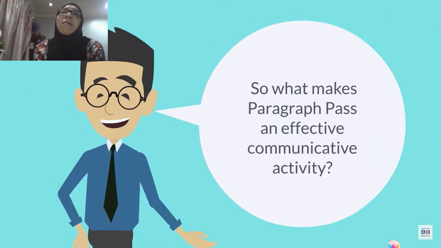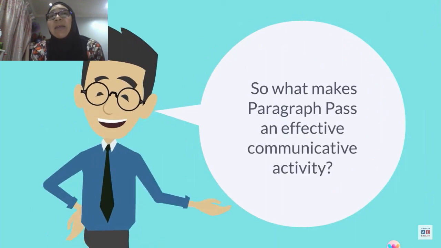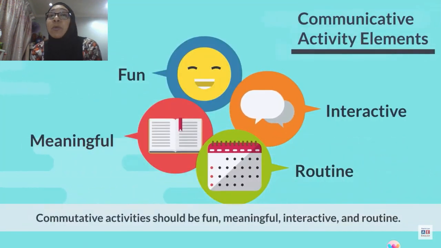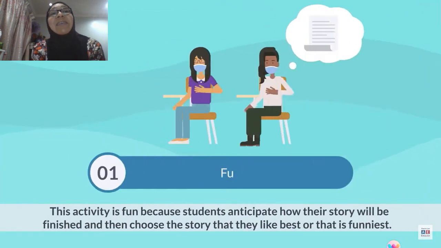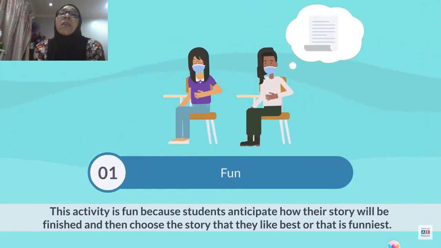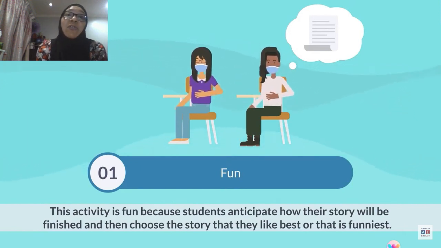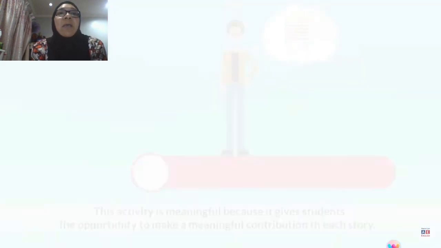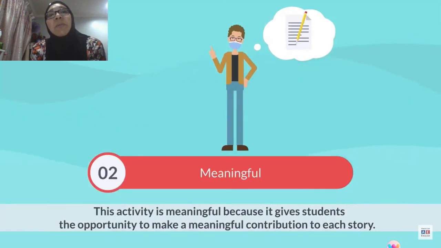So what makes paragraph pass an effective communicative activity? Let's have a look. Communicative activities should be fun, meaningful, interactive, and routine, otherwise it remains very boring. So this activity is fun because you can anticipate how your story will be finished and then choose the story that you like best or the funniest. So this activity is also meaningful because it gives you the opportunity to make a meaningful contribution to each story.